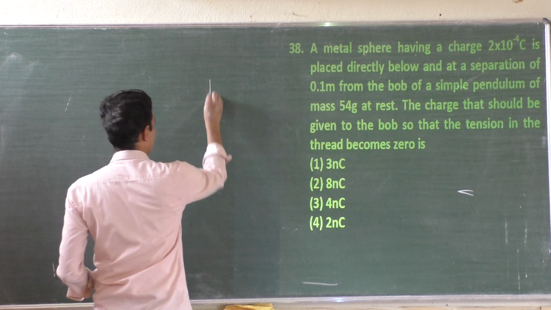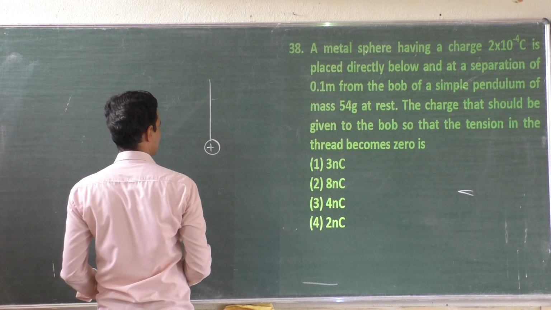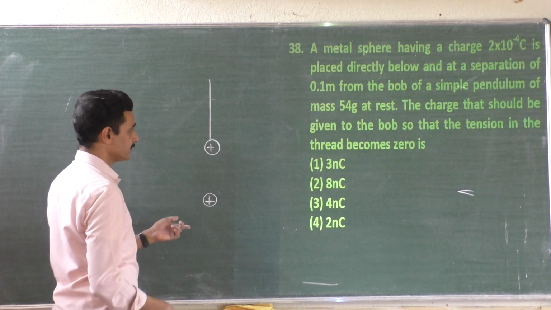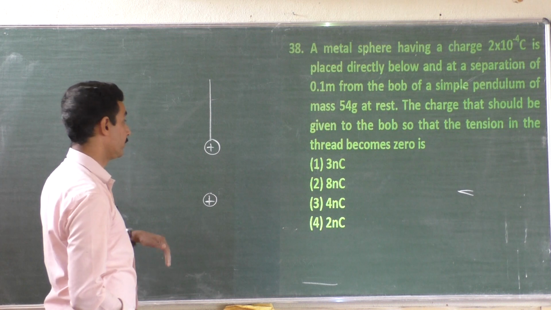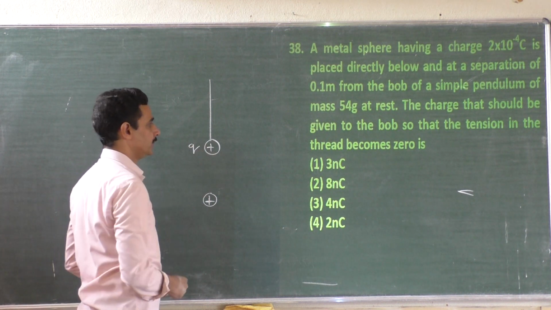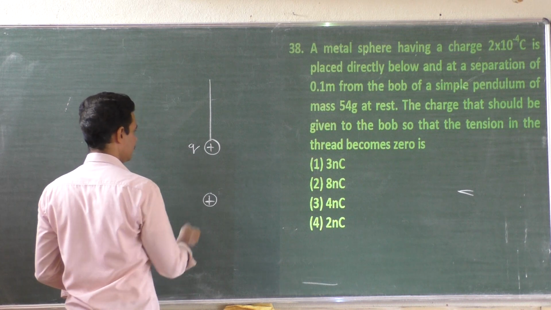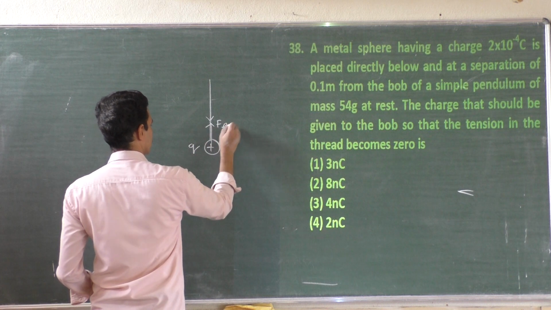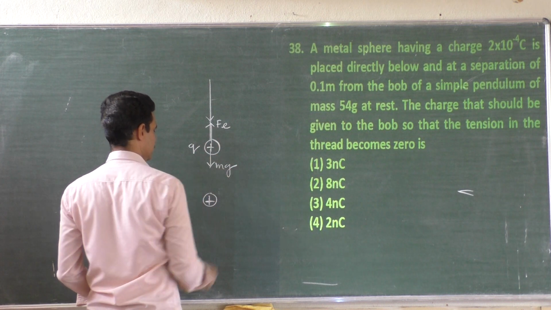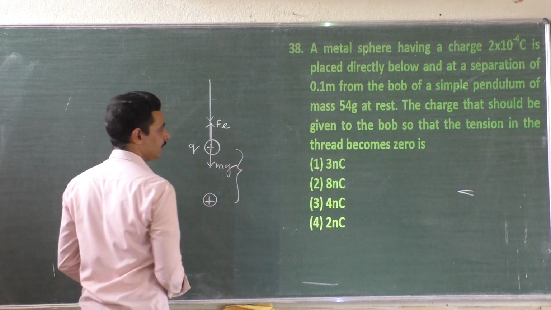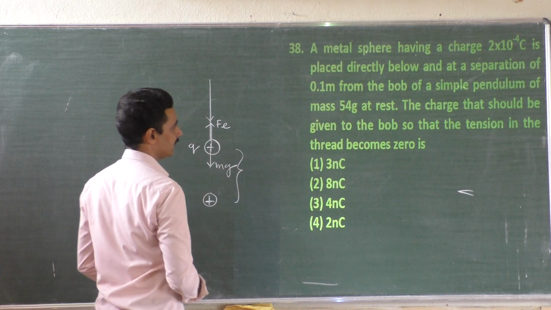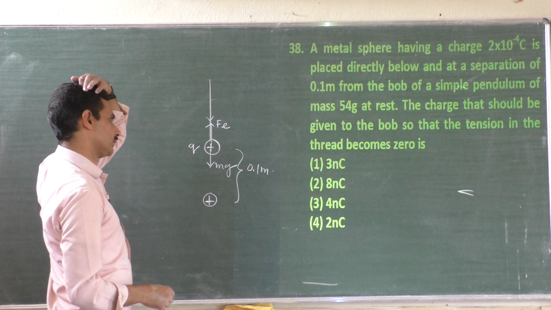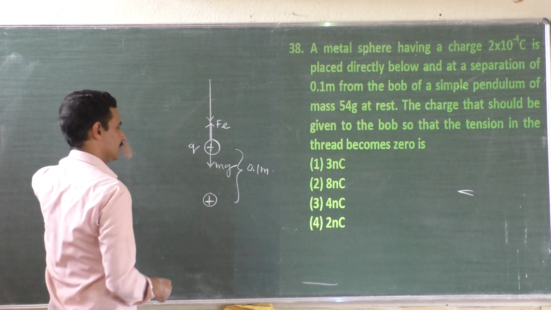So here is a pendulum, say plus, it is at rest, it is not oscillating. Here is another charged body. The charge that must be given to the bob, what is Q on the bob, so that the tension in the thread becomes 0? That means the mg part of the tension should be cancelled by the electrostatic force. And the distance given is 0.1 meter below the bob, and the simple pendulum mass is 54 gram.